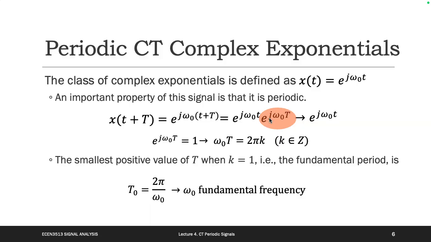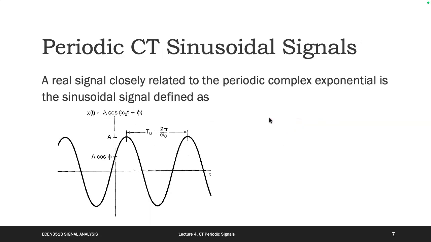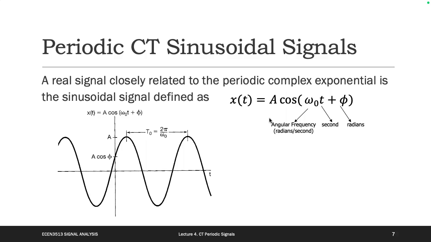what's the difference. And you can see here, let's talk about the other signals, the sinusoidal signals. Like I said, the sinusoidal signals are very important. It is a real signal closely related to the periodic complex exponential. We define the sinusoidal signals like this. Do you have any question about this definition?